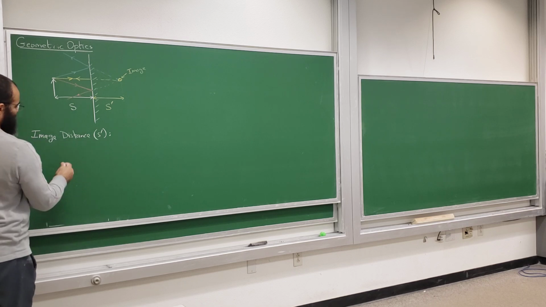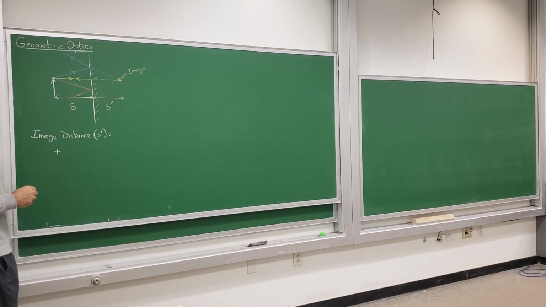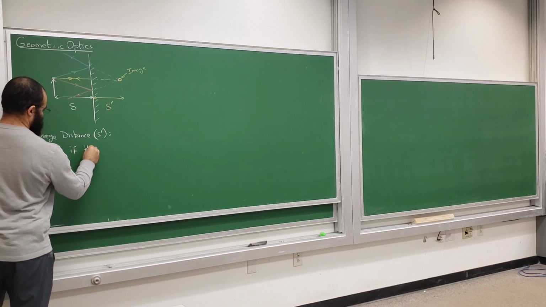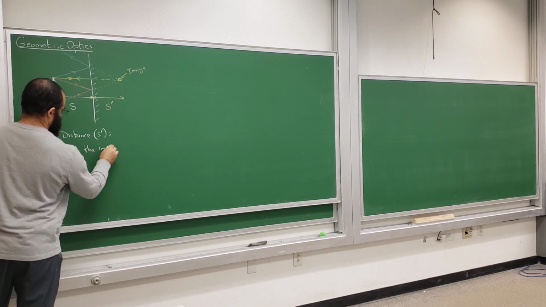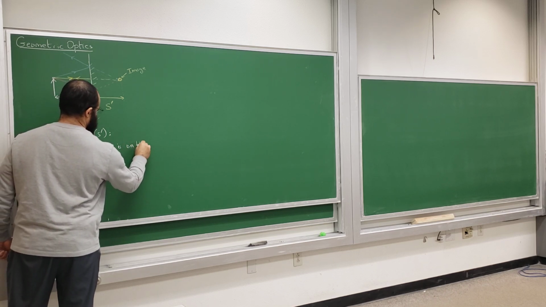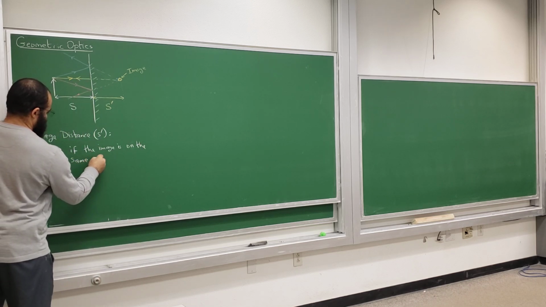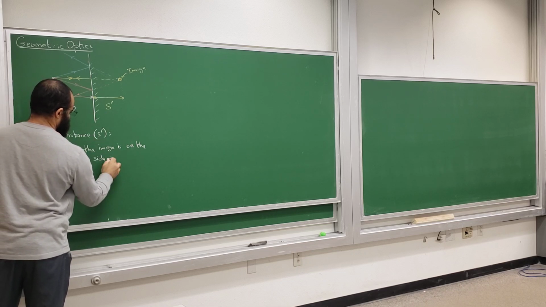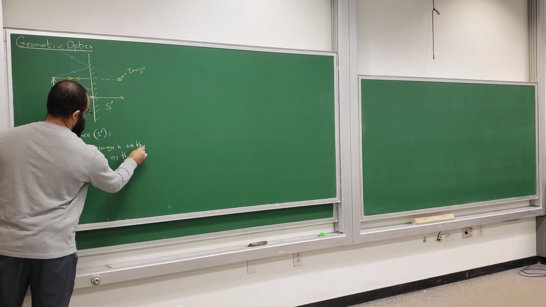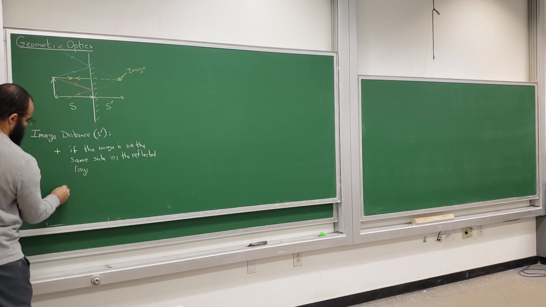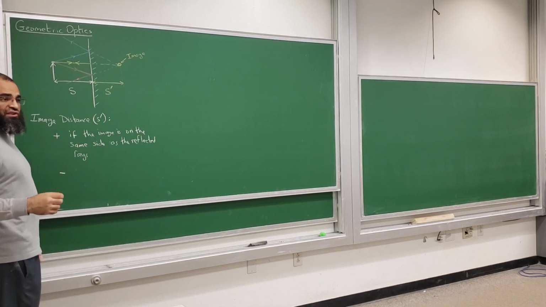Anyways, so S prime will be positive if the image is on the same side as the outgoing, or reflected, rays. And then it's negative if it's on the opposite side as the reflected rays.